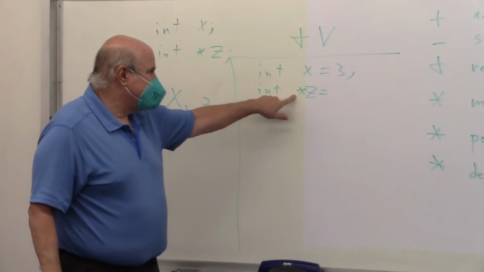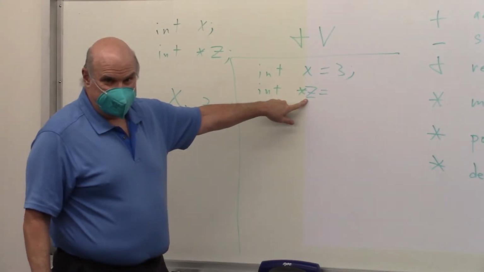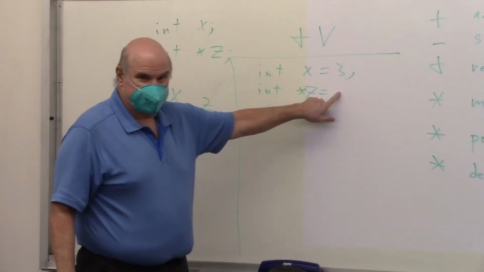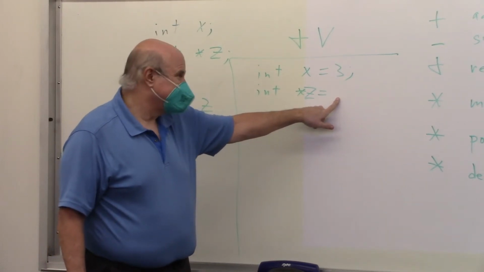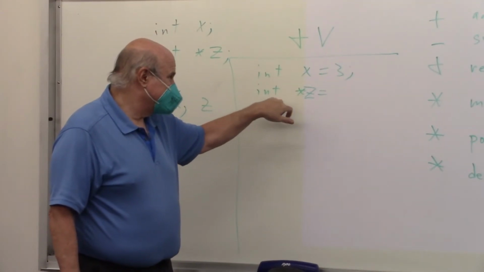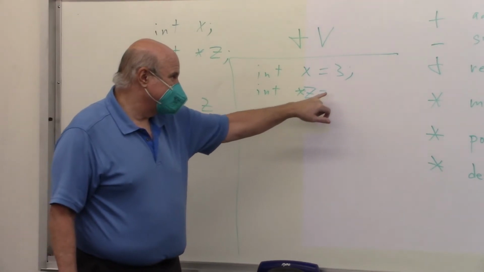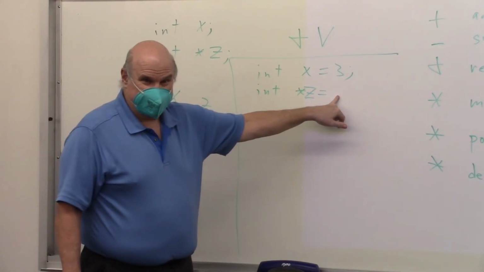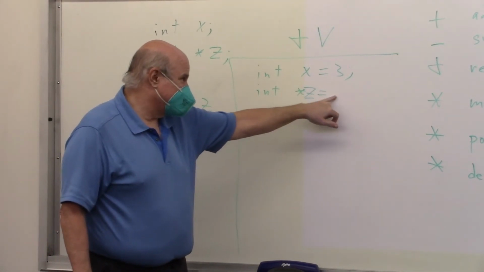So if I wanted to make z point to x, what would I put over here? I'm declaring an integer pointer named z, and I want it to point to x. What do I put over here?